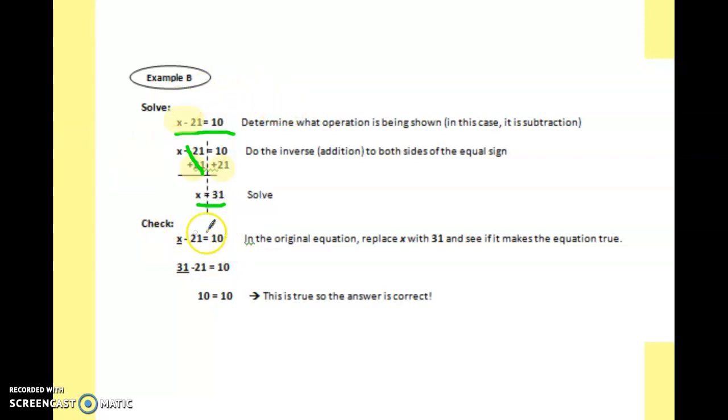So again, checking your work is super easy. You can do this in the calculator, but it's also a good way for you just to make sure that you got your answer correct. That's the nice thing about equations. You can check your work. So again, here's my original problem: x minus 21 equals 10. If I plug my answer in for x, so here's my x, I'm taking it out and putting in a 31. Performing the operation here on the left, 31 minus 21 is 10, which on the other side is 10. So again, this is a true statement. You know your answer is correct.